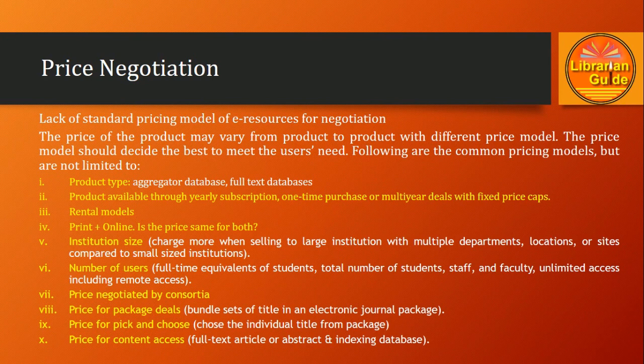The first one is the product type, which includes aggregator database, full text database. It means you have to ensure while negotiating the price about the type of product, whether it is full text or database, aggregator database. Whether the product is available through yearly subscription, or it is one time purchase, or it is a multi-year deal with fixed price cap. So one has to ensure the product availability, whether it is a yearly subscription or one time purchase. The rental model, whether it is a rental model or not. Print plus online, is the price the same for both? Or suppose you are going to take the print, are you going to get complimentary access to the online version, or are you going to pay some extra amount to access the online resource of the same? So all these have to be checked before going for the final subscription, and that comes under price negotiation.